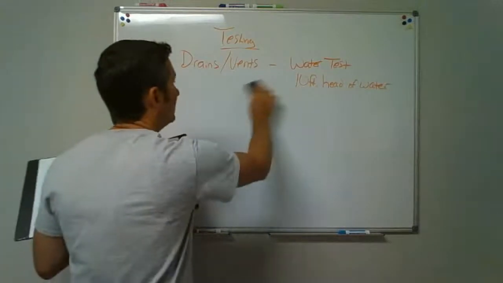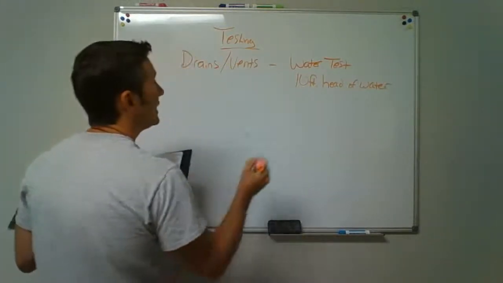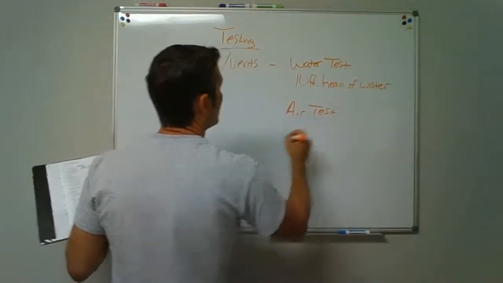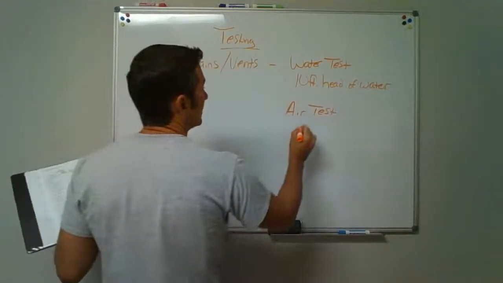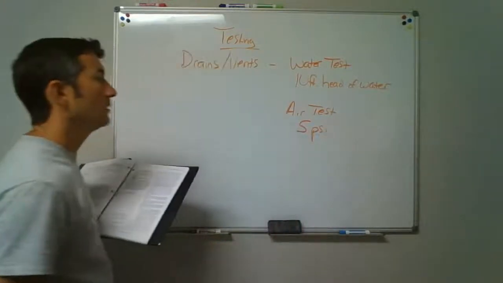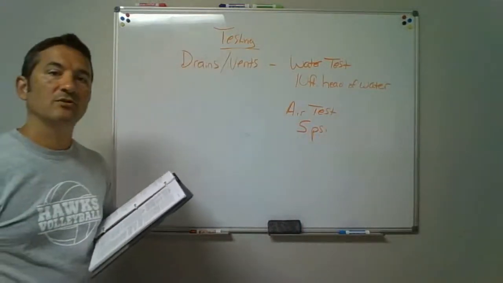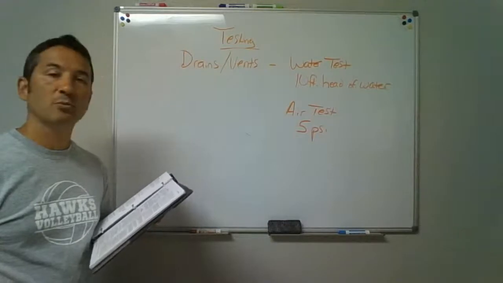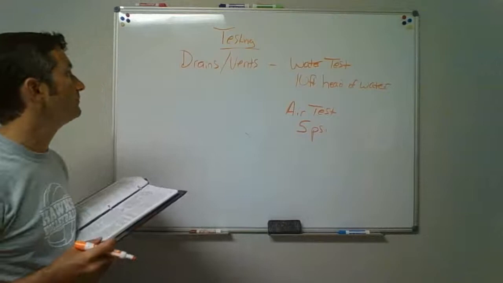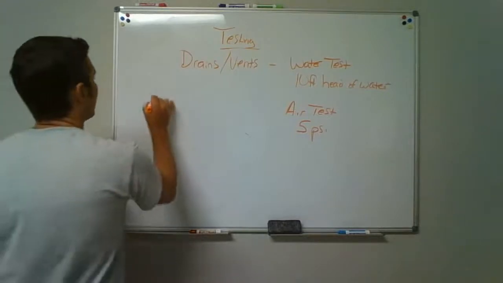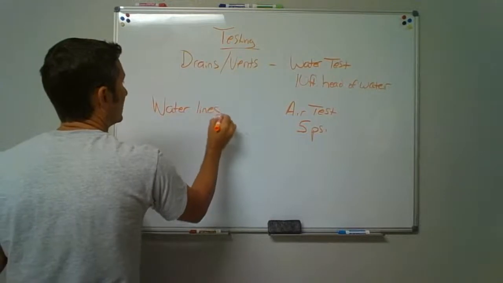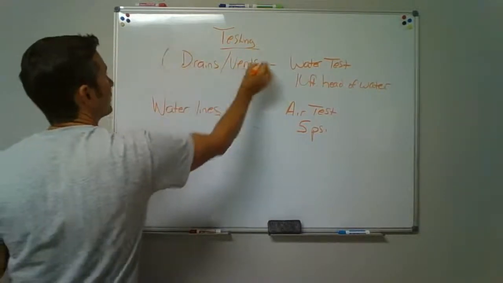If you put an air test in this system, it's 5 psi. That's all it is. If you looked at the pipe, it says not for pressure. It's just 5 psi is all that you need on that. That's for drains and vents.